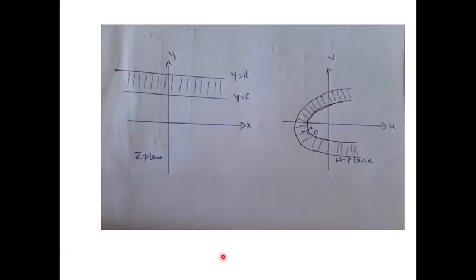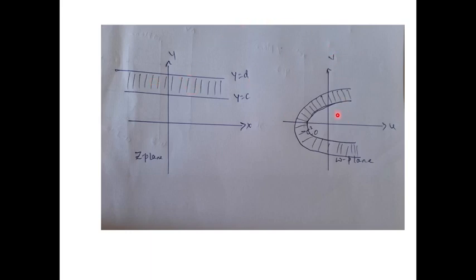See here, this is the diagram. First we draw the z plane. The z plane has y = c, which is parallel to the x axis, and one more line, y = d, which is also parallel to the x axis. Now this shaded region is the required region. Now these are the images in the w plane.